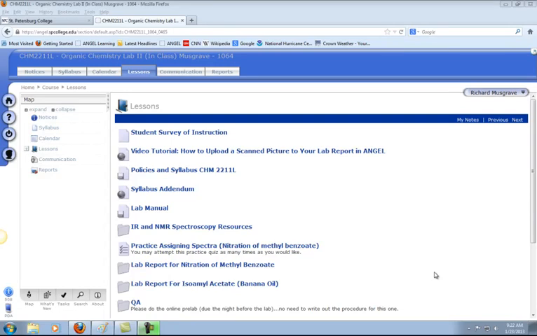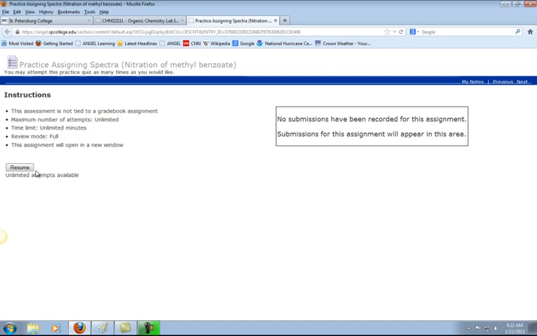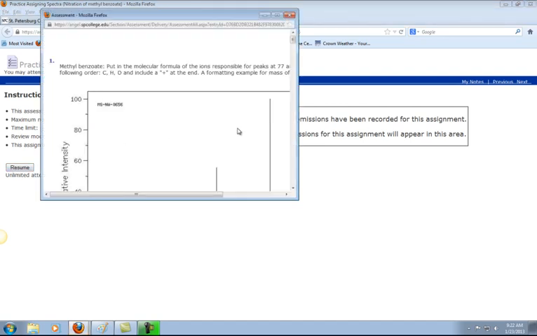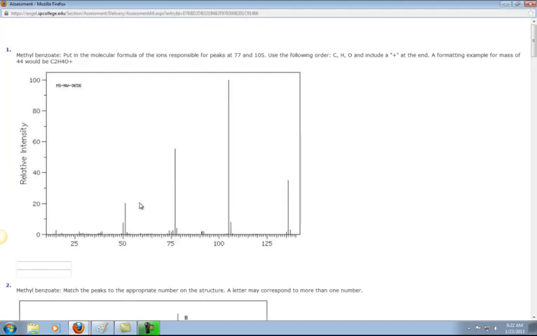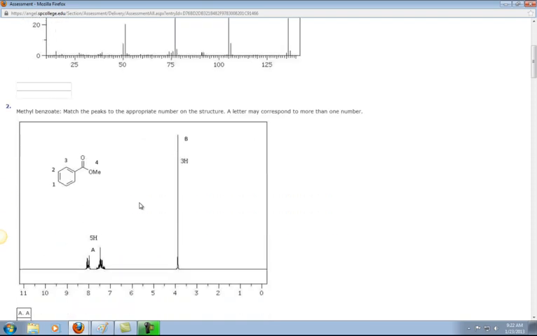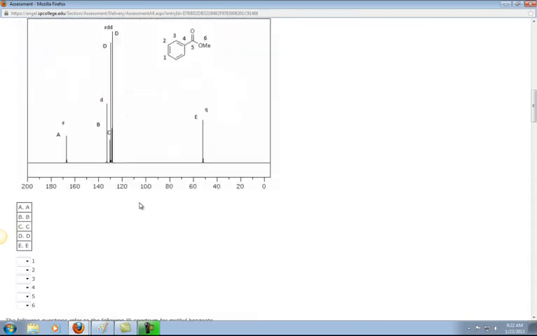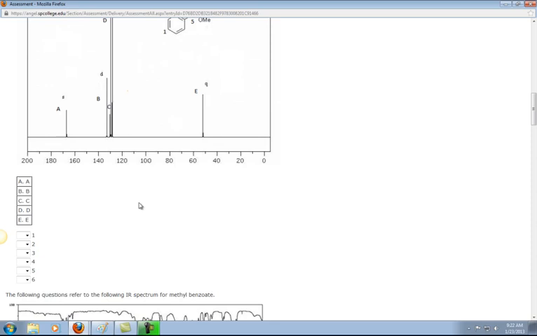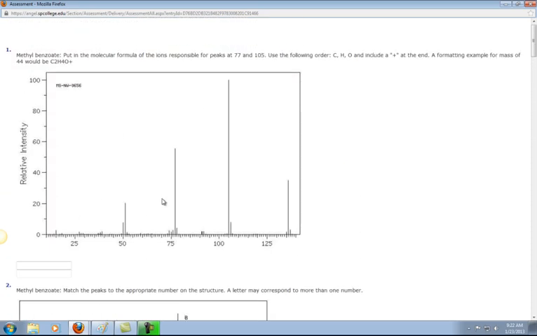The purpose of this video is to show you how to handle the assigning spectral portions of your Organic 2 lab reports. What I'm going to do is go into this practice assigning spectra as a student. And what you'll see in here are questions that relate to mass spec, proton NMR, carbon NMR, and infrared spectroscopy. Let's first of all look at the mass spec portion.